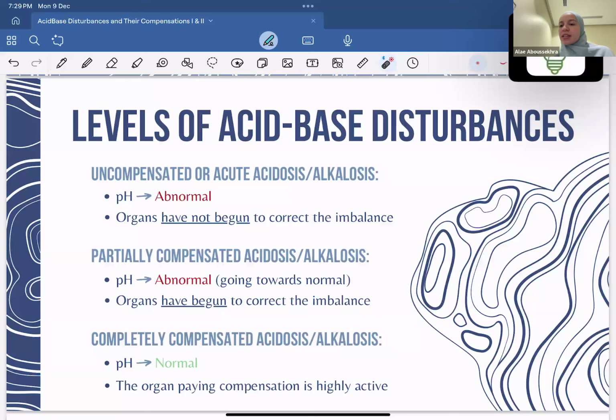The partially compensated acidosis or alkalosis is when the pH is still abnormal, but it's going towards normal. Why? Because the organs, the lungs and the kidneys, have started to correct the imbalance, but they're still working towards it. So it's going towards normal, but it's still abnormal.